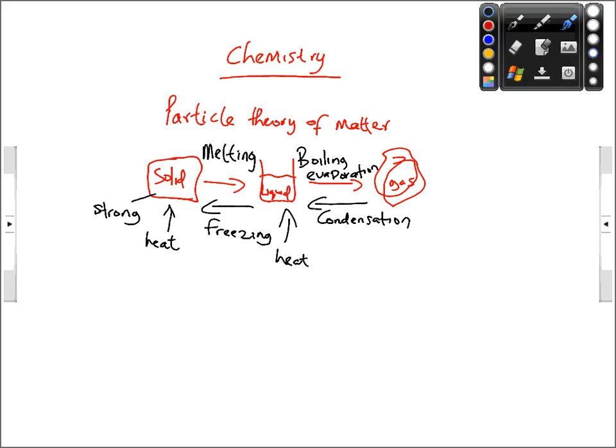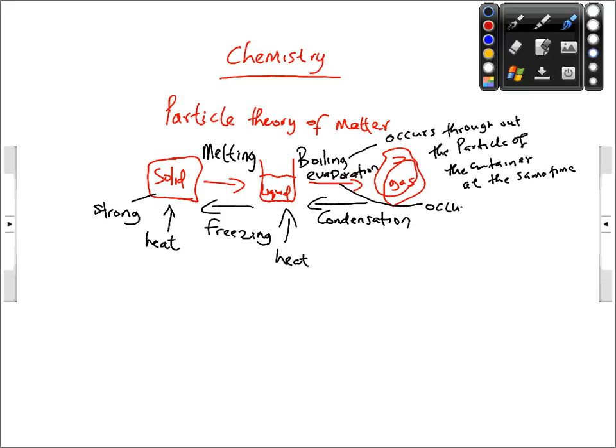And I told you the difference between boiling and evaporation is that boiling occurs throughout the particles in the container at the same time. And evaporation occurs in stages. It doesn't occur at the same time.